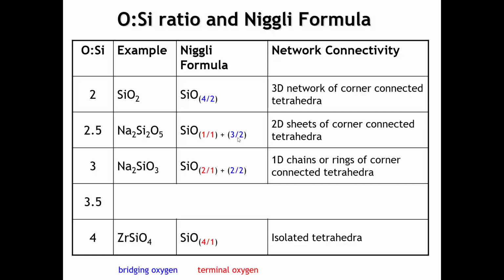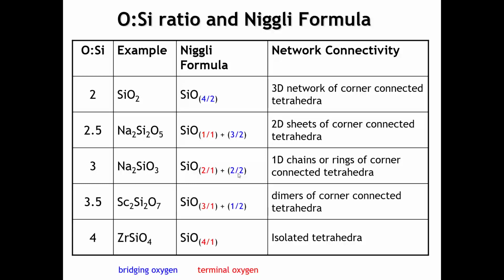When you have an oxygen to silicon ratio of 3, that is 2 terminal oxygens and 2 bridging oxygens, there's a variety of structural motifs that can give you that, most notably an infinite one-dimensional chain or a ring of corner-connected tetrahedra. We'll see examples of both on the next slide. And when you have 3.5 oxygens for every silicon, that would be 3 terminal oxygens and 1 bridging oxygen. You have these dimers of corner-connected tetrahedra that we saw on the last slide.